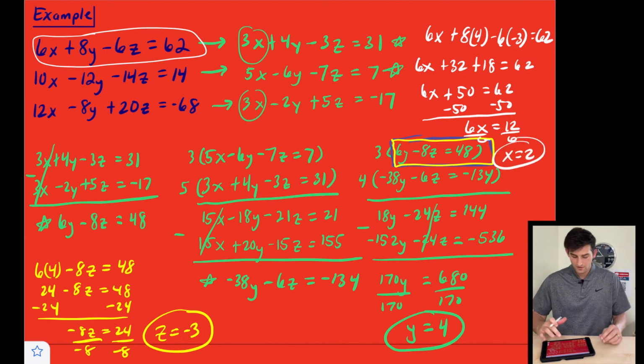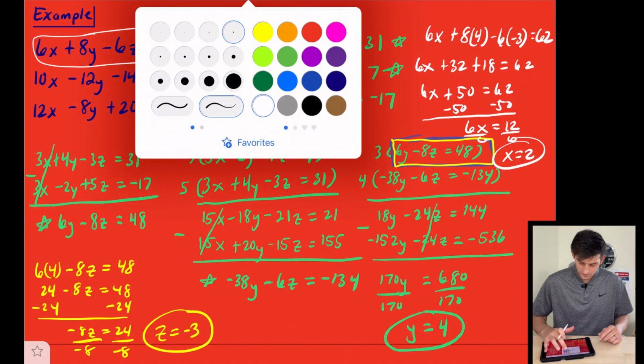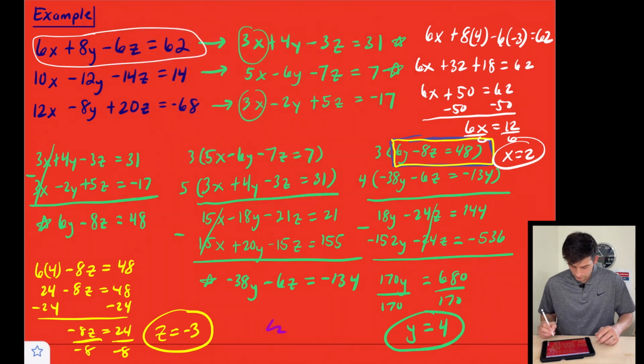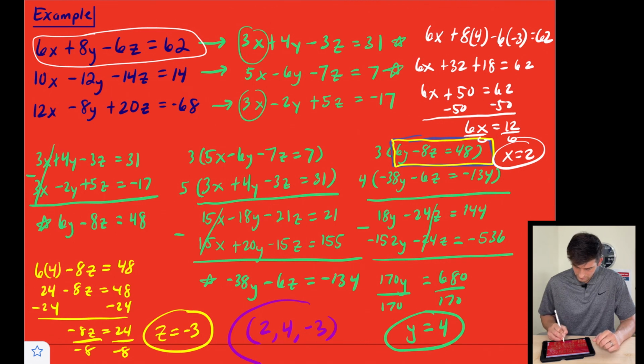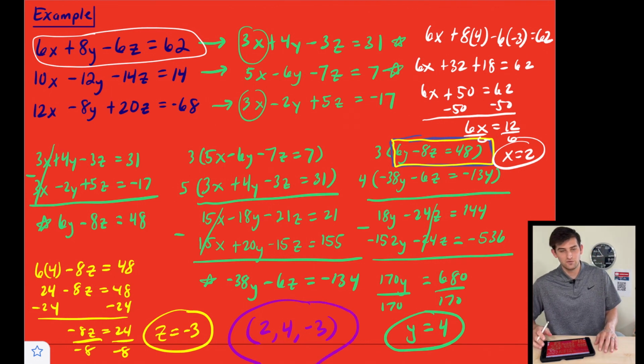Okay? And now, for our final answer, let's write it in purple down here. If it'll show up well, it will. And now we're going to write this as a coordinate, not pair, a coordinate triple. So we have 2, comma, 4, comma, negative 3. Okay, and that would be our final answer, 2, 4, negative 3. Okay, and that's how you solve a 3-variable system when there is one solution.